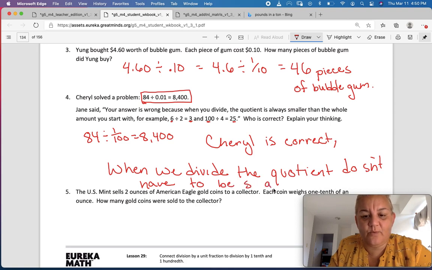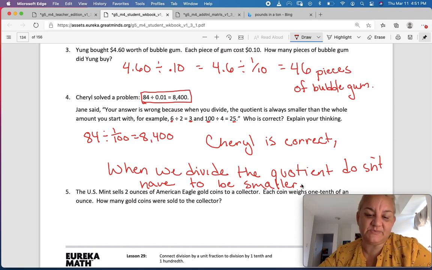smaller. Now, when you were younger and when we weren't using fractions and we weren't using decimals, then the answer was always going to be bigger because we were using whole numbers. But now that we're using fractions and decimals, when we divide, the number can be smaller because we're using numbers smaller than 1, right? We talked about that too.